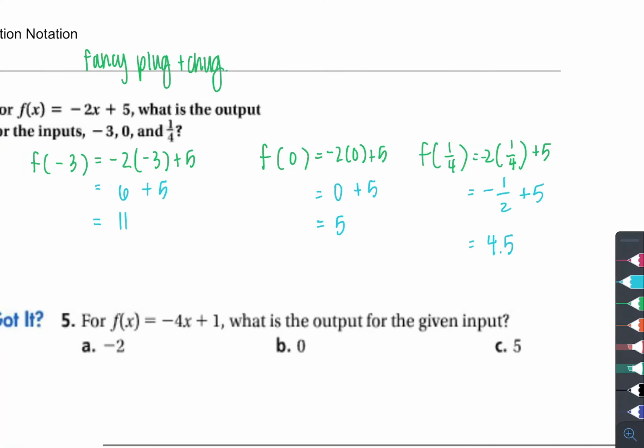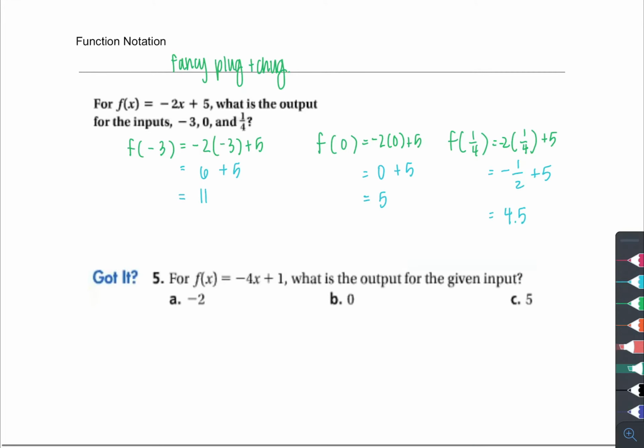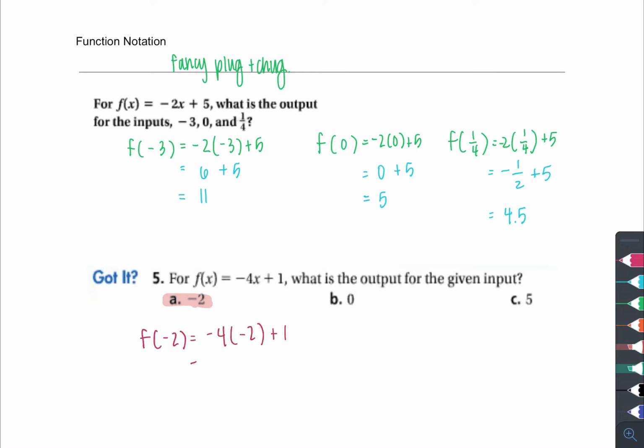All right, keep in mind that this f of is not the same thing as f times. This is just f of. It's not multiplication. It's just a notation. All right, so go ahead and do, let's do A, and then we'll be done. Okay, so for A, you should have plugged in f of -2. So we have -4 times -2 plus 1. Following PEMDAS, -4 times -2 is 8, plus 1 is 9. So f of -2 is 9.